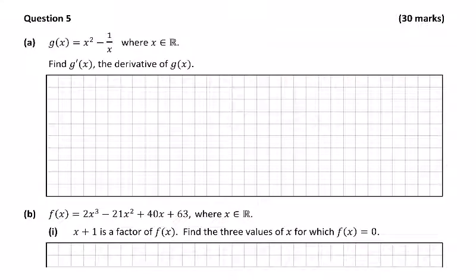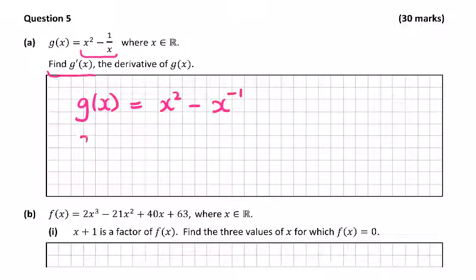Question 5, we have g of x is equal to x squared minus 1 over x. Find g prime x, the derivative of g of x. Let's write g of x down in simpler terms. It's equal to x squared minus x to the minus 1.